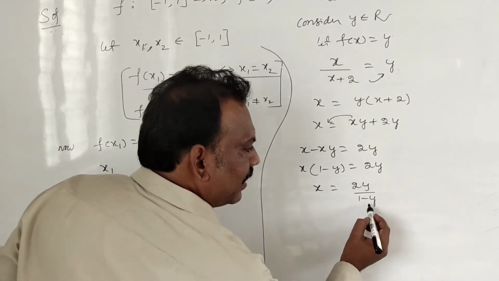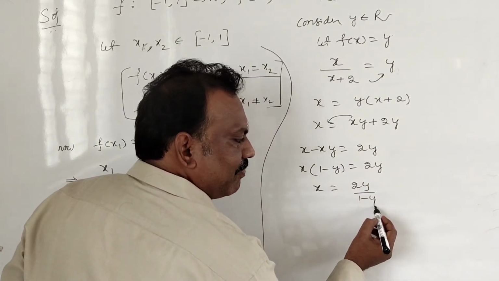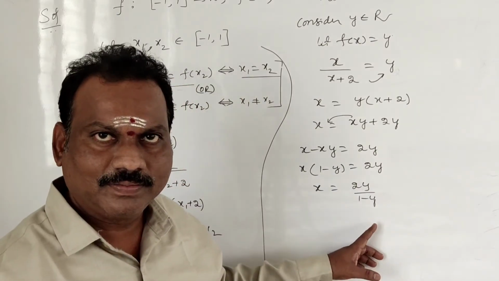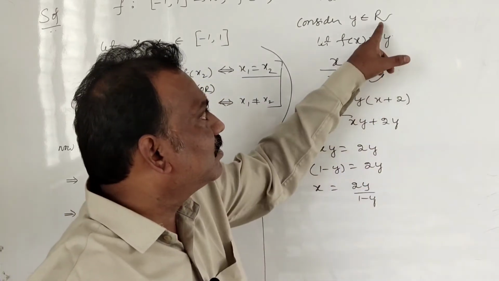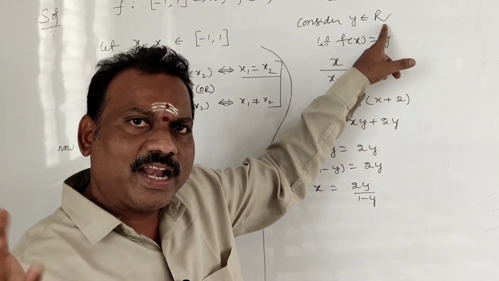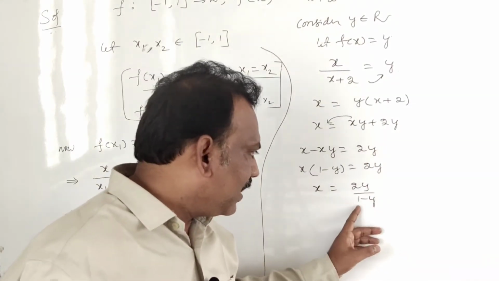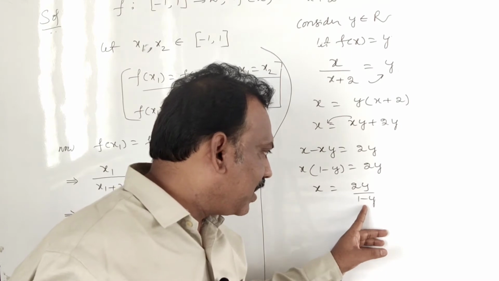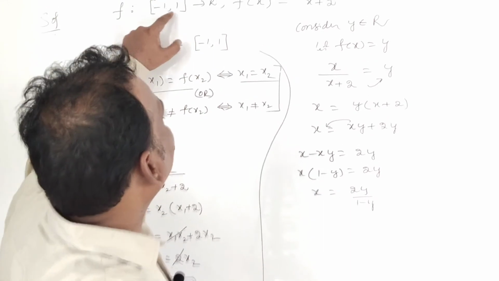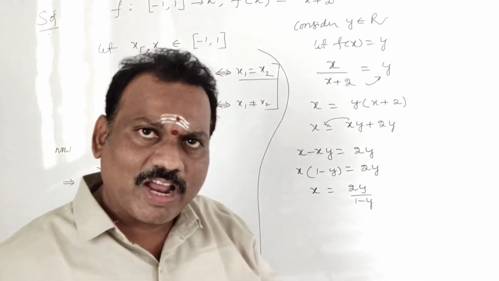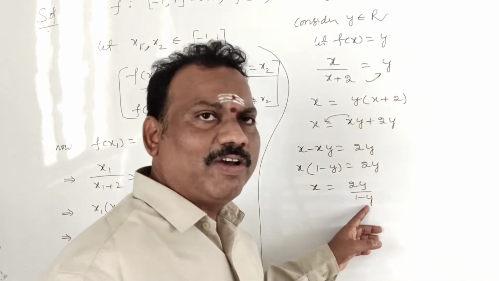Now, this value exists in x. For what value of y? Except 1. Understood, students? If you put 1 in y's place, why? Because y belongs to real numbers. Real numbers can contain any number, but you should not take 1. Why? If you take 1, the denominator is 0. If the denominator is 0, this value does not exist in x. But the x value exists between minus 1 to plus 1. That means the x value is possible. The x value is not possible when you are replacing y with 1.